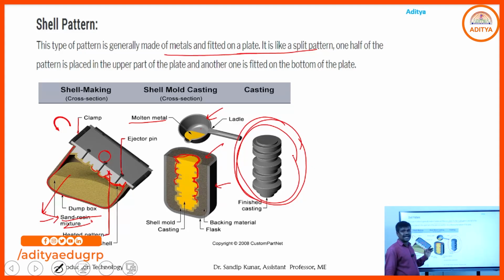In that pattern, the lower part is kept on the drag side and the upper part on the cope part. There are two parts in the molding box: the upper portion is called the cope, the lower portion is called the drag, and the middle portion is called the cheek. Both parts lie across the parting line.